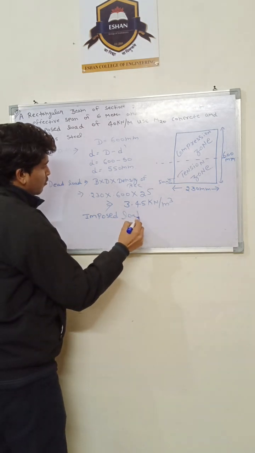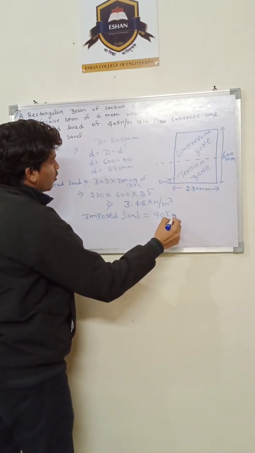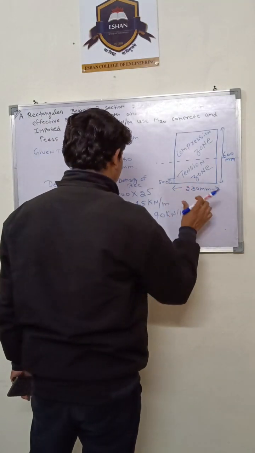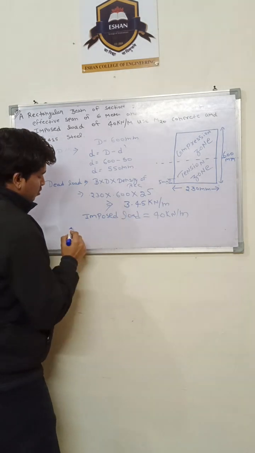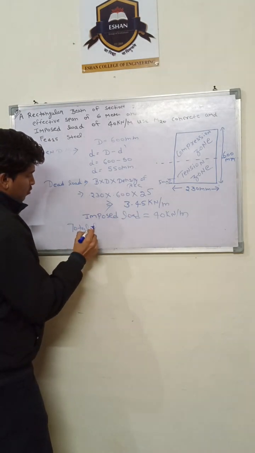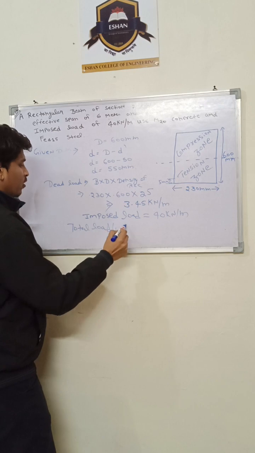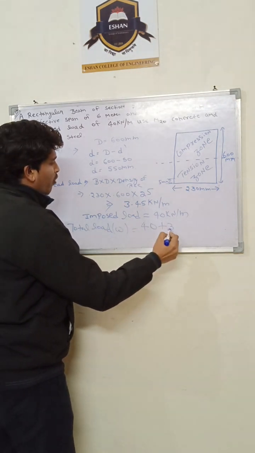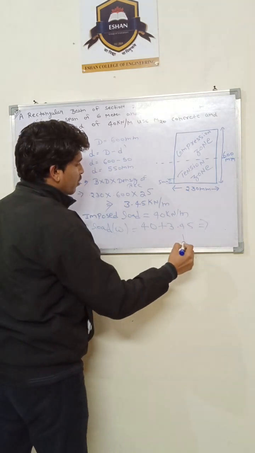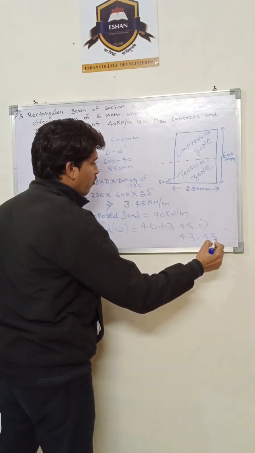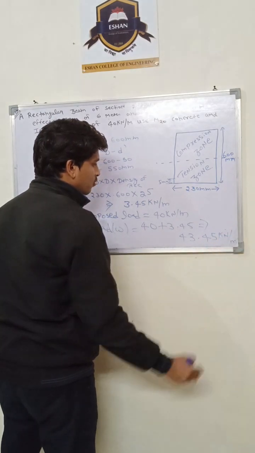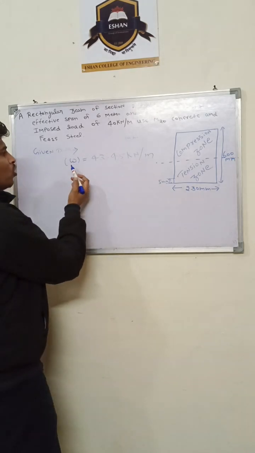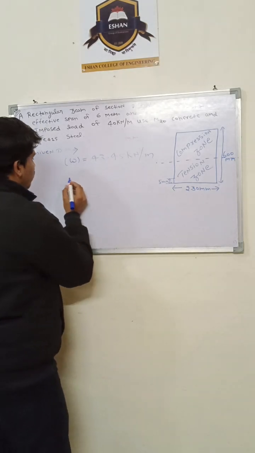Imposed load is 40 kilonewton per meter. So the total load, which is denoted by W, is 40 plus 3.45. The total load is 43.45 kilonewton per meter.